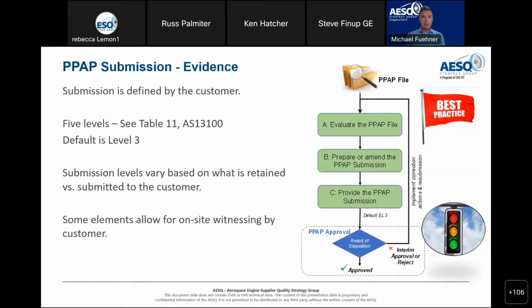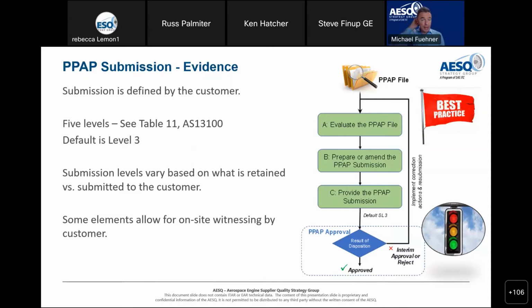And the submission levels are dictated by the type of situation that you're facing. Is it a new product? Is it a resubmission of a PPAP where you're undergoing a process change to one feature? You might be adding a machine that affects a few features on the first article, and not necessarily undergoing a design change. So your PPAP submittal will vary based on the type of change, and the differences in the submission levels come down to what you're providing to the customer.